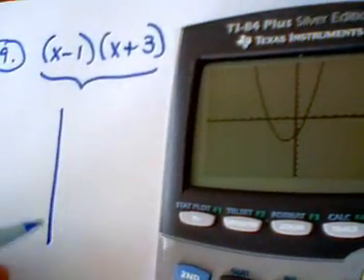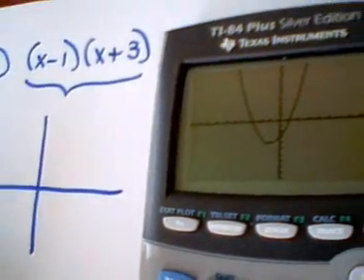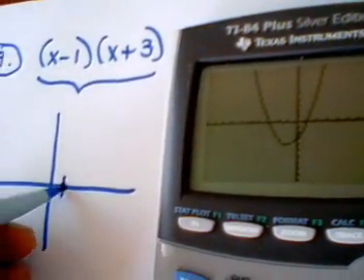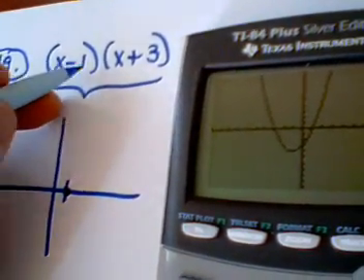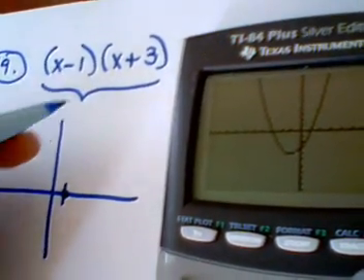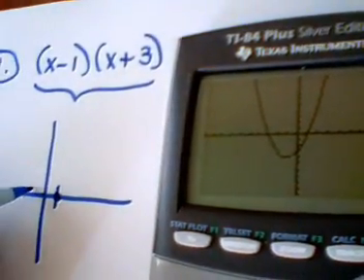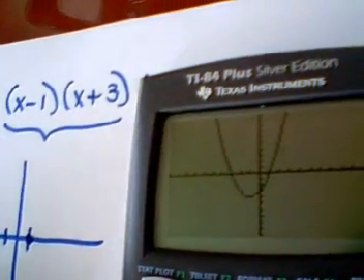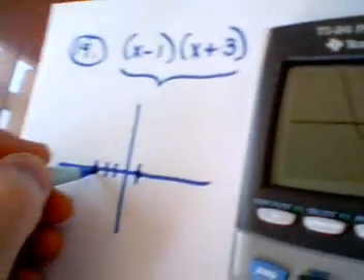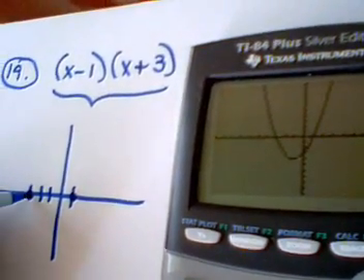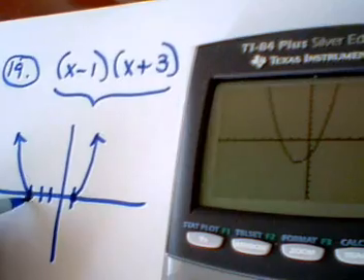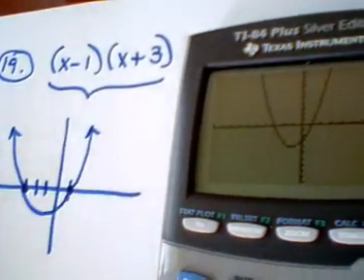And when I do, I come up with a parabola. It crosses the x-axis at 1, which is no surprise. That would make this a 0. And it also crosses the x-axis at -3. And the graph looks something like, it's a parabola. This part goes up, this part goes up, and this is the little u part right here.